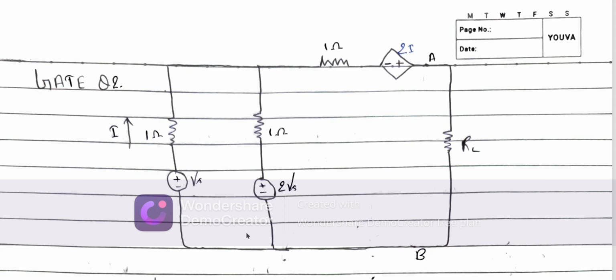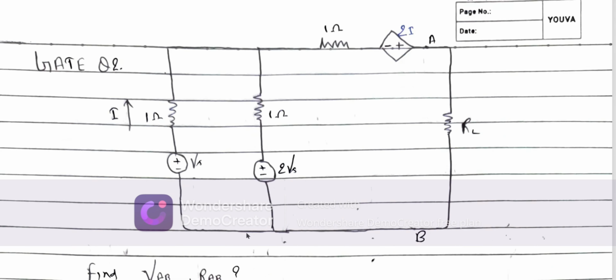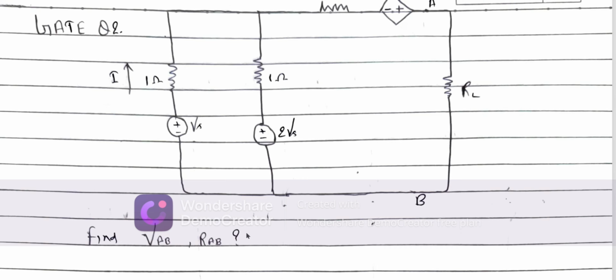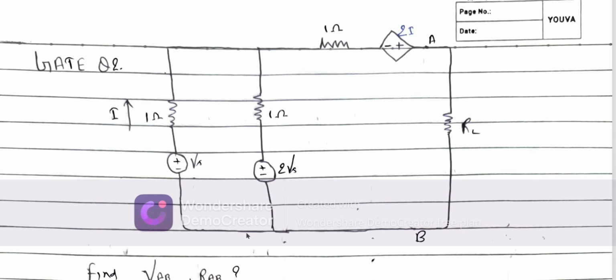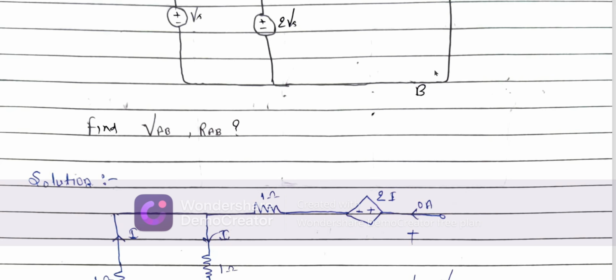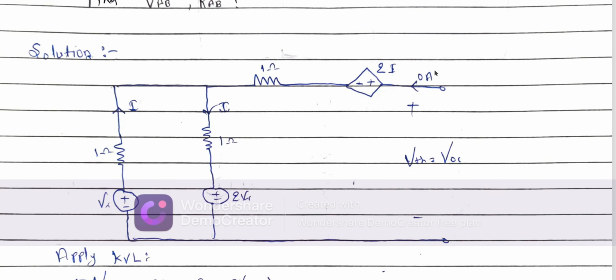Now coming to the next question. This question was also asked by IIT in 2017, I think. This question asks for the Thevenin's voltage and Thevenin's resistance between nodes A and B. So we have to remove RL and replace it with an open circuit.